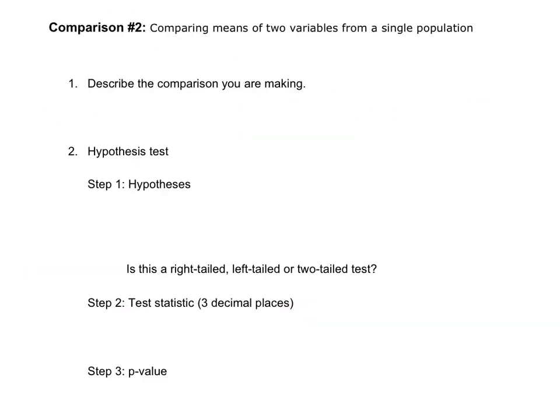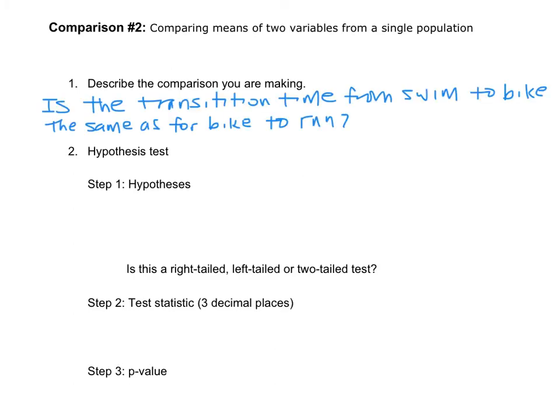All right, now this is a look at comparison number 2, where we are comparing means of two variables from one single population. The comparison that I'm making asks the question, is the transition time from swim to bike the same as from bike to run? So transition time 1 compared to transition time 2.